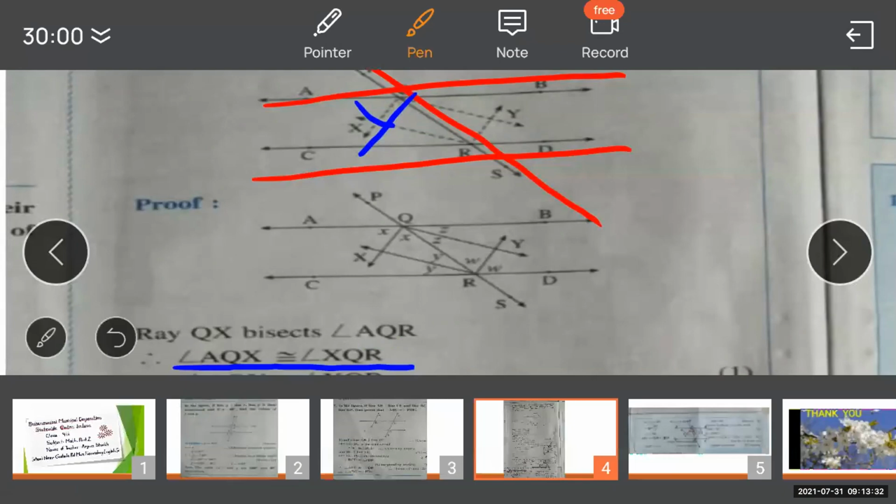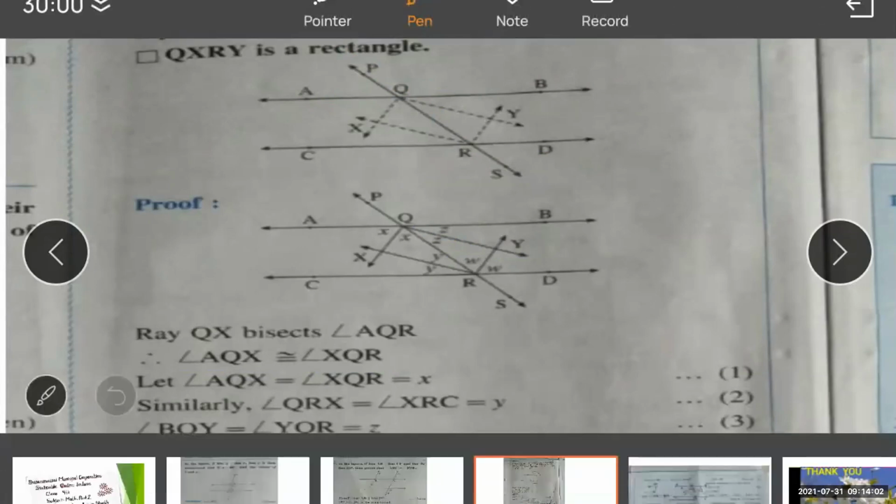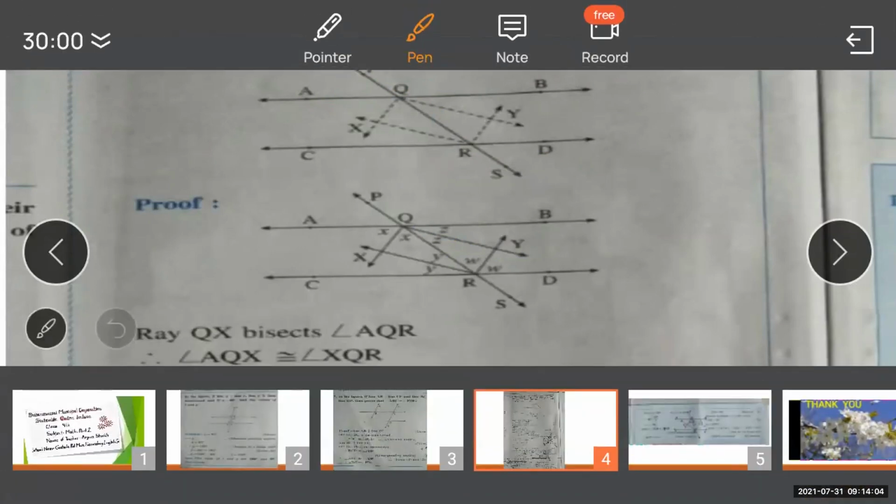Okay. Now, similarly, if we take another ray, then that will also bisect the next angle. So here, similarly, because of this ray QY, this angle gets bisected again. Okay. Just a minute. Okay, here you can see it.